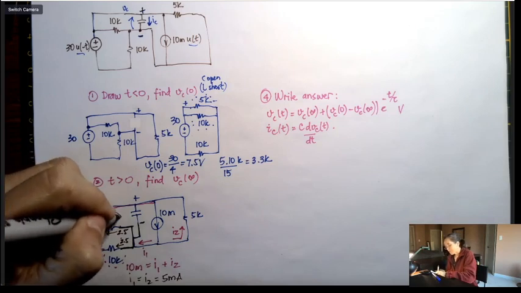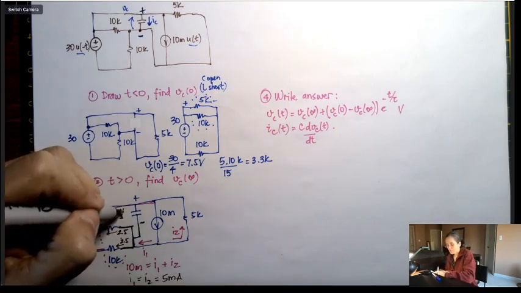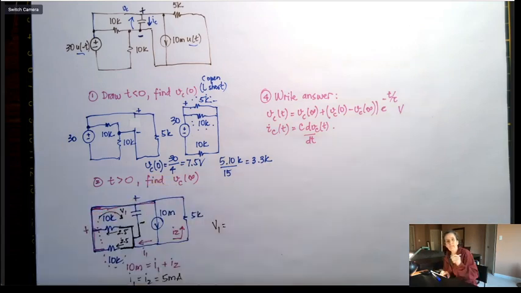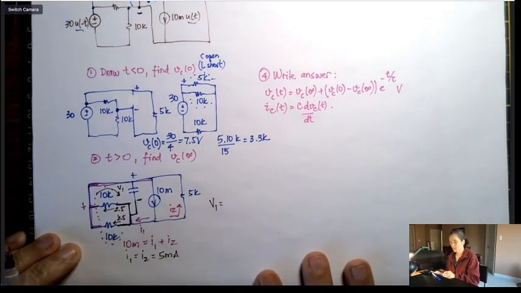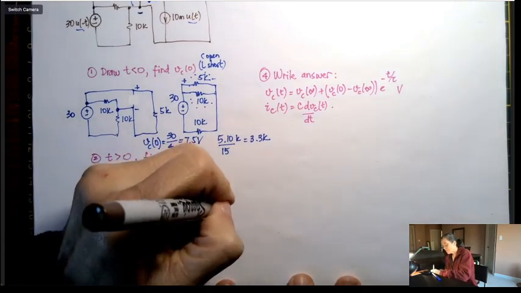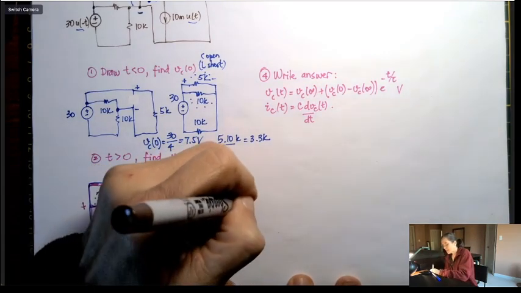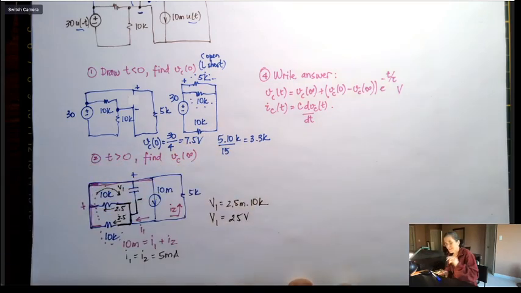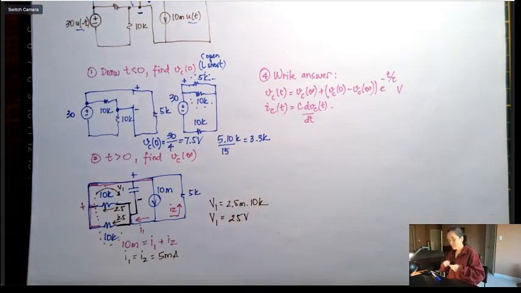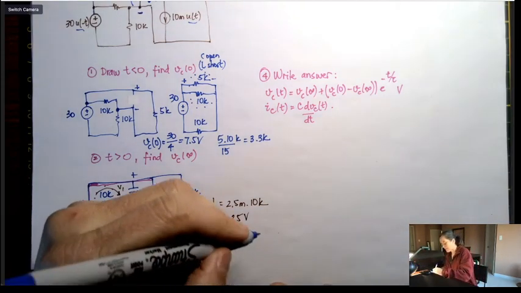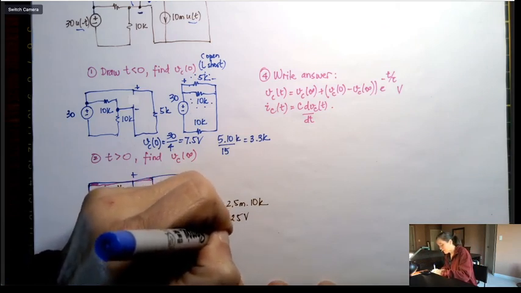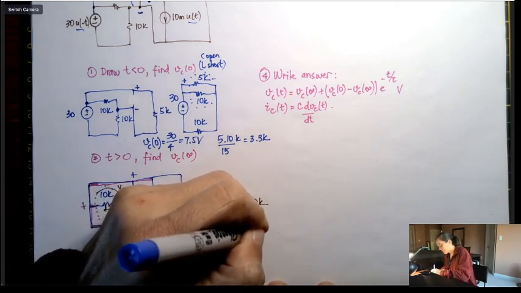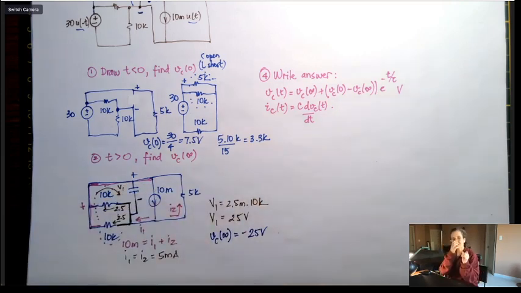And 2.5 milliamps times 10K means this voltage here, V1, is 2.5 milli times 10K. V1 will be 25 volts, except that 25 volts is the wrong direction for the capacitor. So I was interested in the capacitor, let me go back to blue, the capacitor with the plus on the left side. So VC of infinity is minus 25 volts. Also, if this is too fast, let me know and I can redo it.